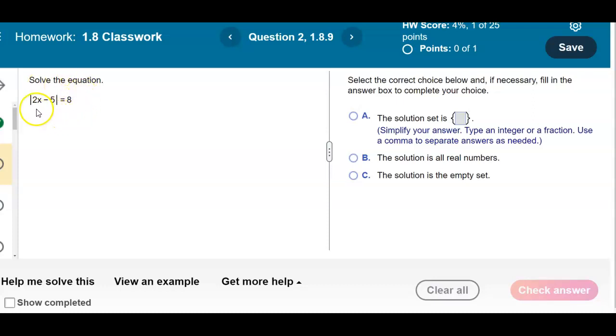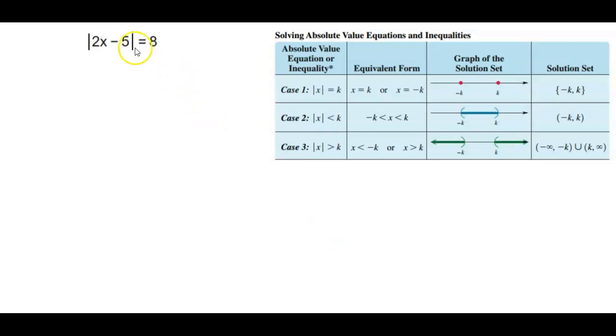Solve the equation, the absolute value of 2x minus 5 is equal to 8. So let's take a look. Here is our problem. Before we can use any definitions, we need to make sure that we have the absolute value isolated on one side of the equation and a constant on the other side.